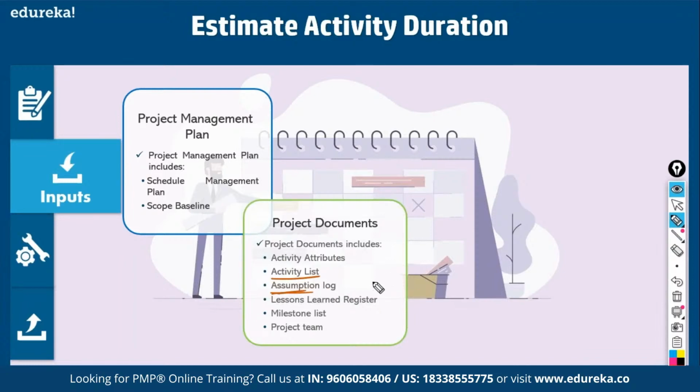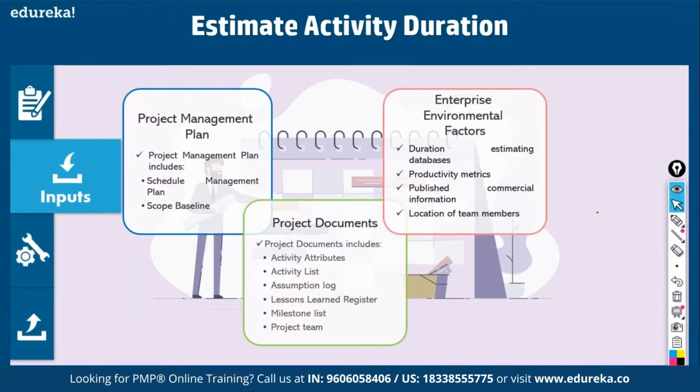The assumptions about productivity you have, right? If you assume that you're going to get experienced people, you can plan to do it in 10 days. Inexperienced, 5 days. Semi-skilled, 7 days. So, the assumptions you make. Milestones, project team. If there are any milestones, the activity should end on that milestone, right? The project team also tells you what type of duration you can plan for. Okay, fine. Then enterprise factors, for example, productivity metrics. What is the productivity of team members? That will decide the duration. That's an example.